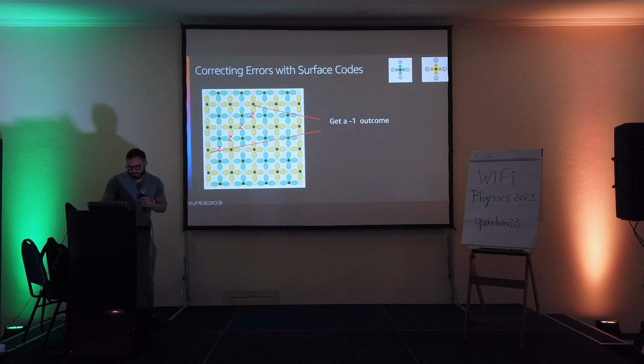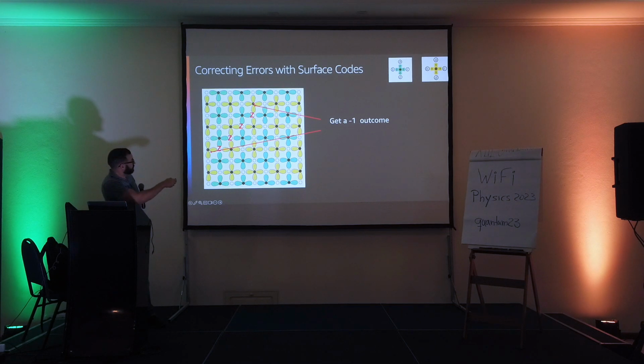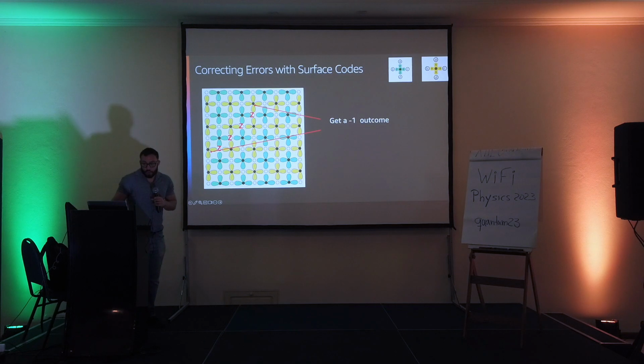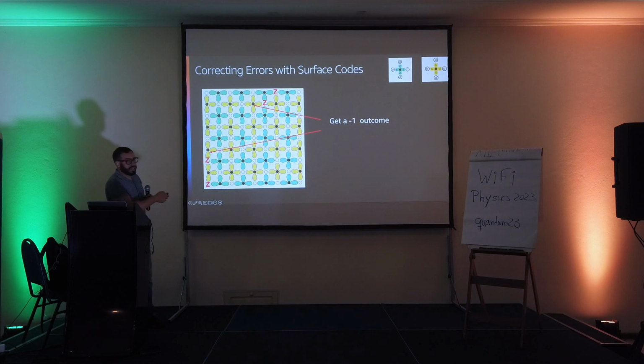And I also told you that you cannot correct every error. If you have a four-body error, but the same would be for a three-body error, this you cannot correct, because you would get these two fire up with a -1 outcome, but you will not be able to tell if it was this or if it was this error instead. They have the same syndrome, the same outcome.